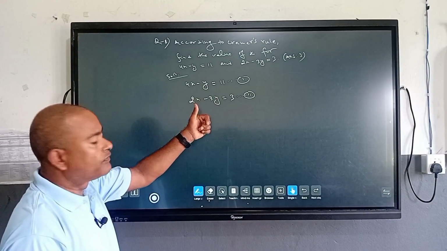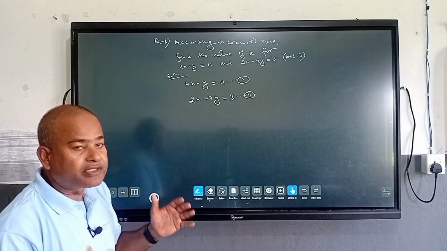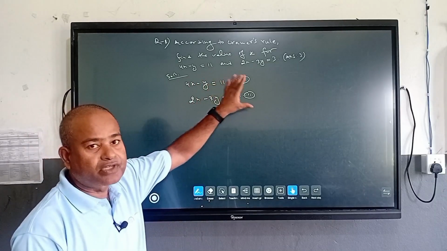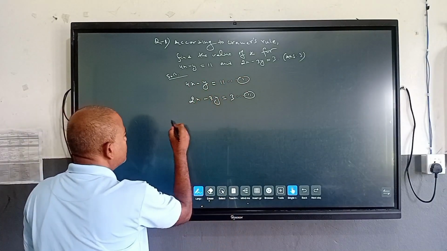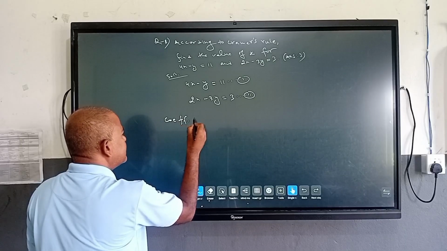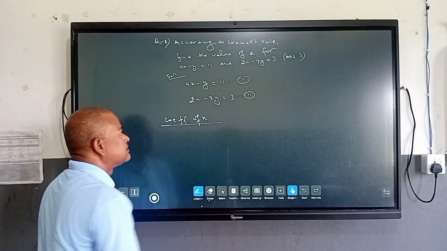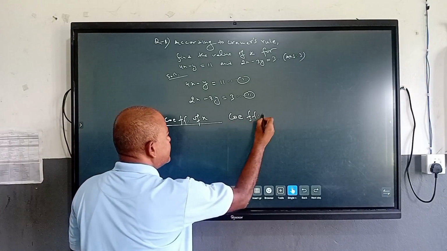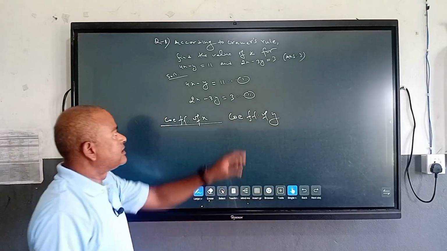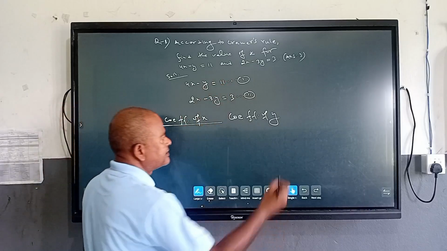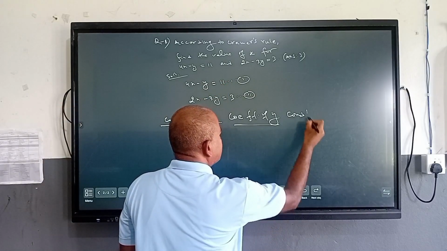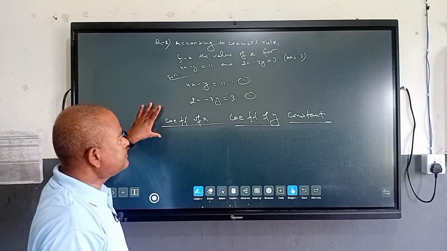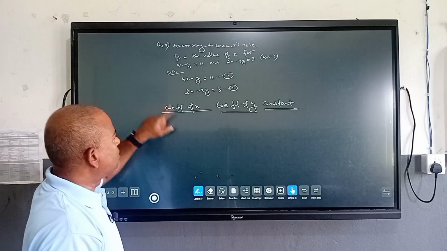We are going to follow Cramer's rule. That means in the first step we have to list the coefficient of x, coefficient of y, and constant terms. At first we write down the coefficient of x, then the coefficient of y, and then the constant terms. Dear students, let's write down the coefficient of x.